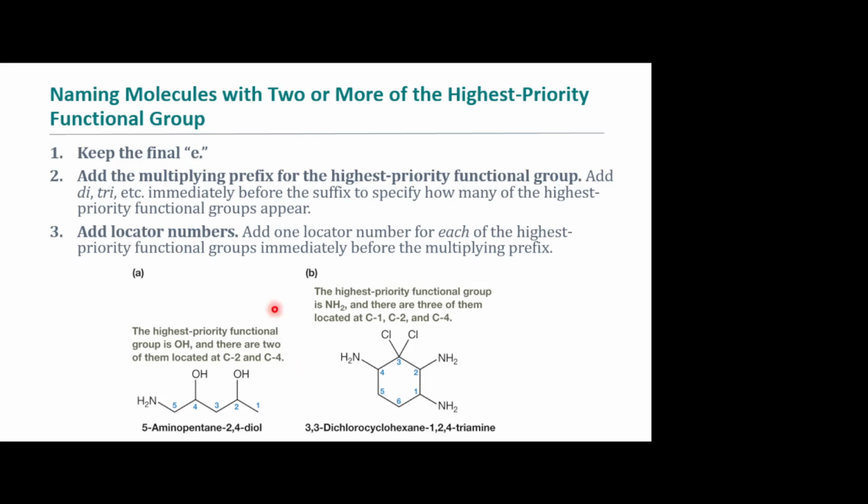Okay? So again, your highest priority here, we have 2 of those, the alcohols. And so this would be 5-amino pentane-2,4-diol. Okay? This over here, I'm going to ask everybody to say this one with me because it's going to be a little bit more complicated. Everybody ready? 3,3-dichloro, right? Cyclohexane-1,2,4-triamine. Yeah, just take it one step at a time. There's nothing super complex about saying it as long as you just tackle it piece by piece. Okay? Can everybody see where that name comes from?